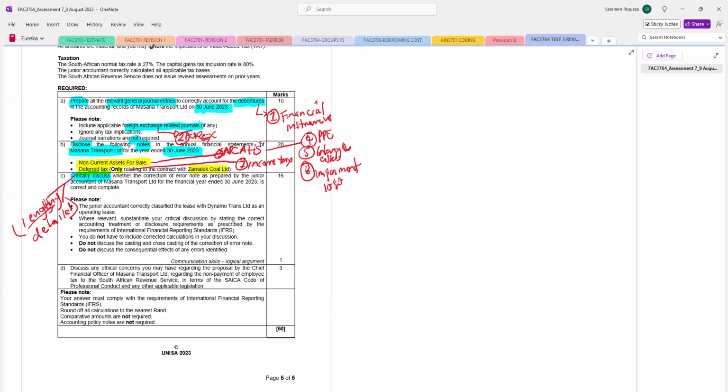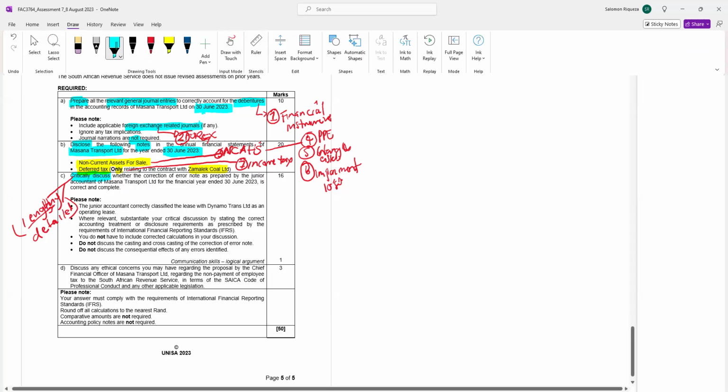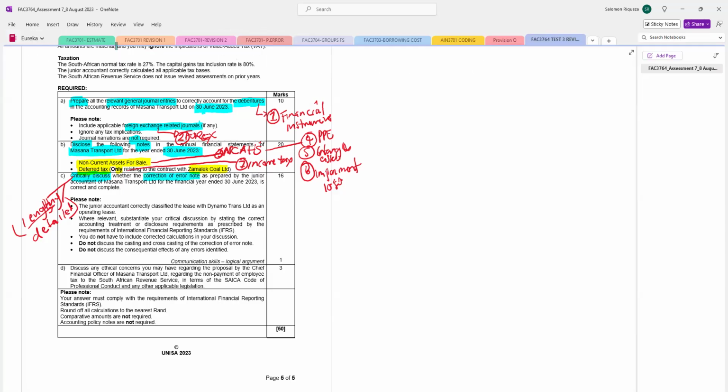Right. So this critically discuss whether the correction of error, and what are they looking for here? It's the correction of error note as prepared by the junior accountant of Masana Transport. Guys, I already told you where they mentioned junior accountant or inexperienced accountant, expect problems. All right. So here they said, you are going to critically discuss whether the correction of error note as prepared by the junior accountant of Masana Transport Limited for the year ended 30 June 2023 is correct. So you are discussing whether it is correct.